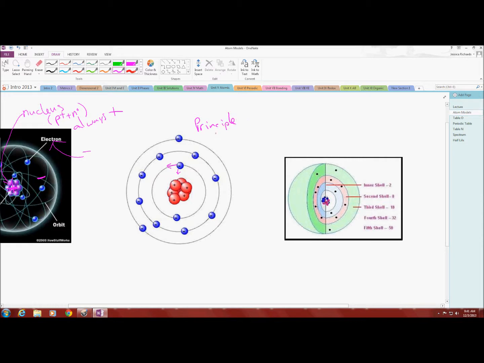Principal energy levels, which I will abbreviate PL from now on because I don't like to write the whole thing over and over again. So the principal energy levels, and they were numbered. The closest to the nucleus would be the first, then the second, then the third as you go out.